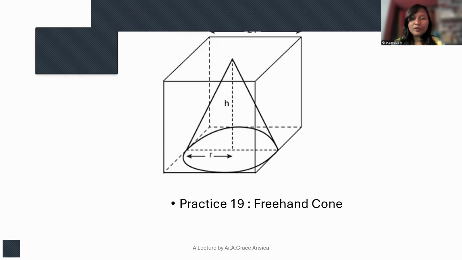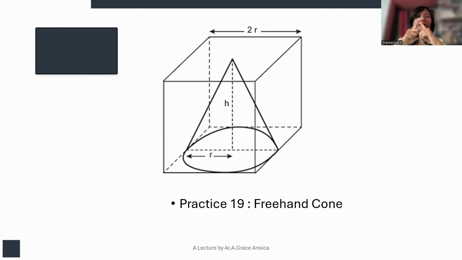This is for the cone. At the bottom you have a circle, and you know how to get the top center of the square by drawing a diagonal. If you connect them together, you will get your cone.